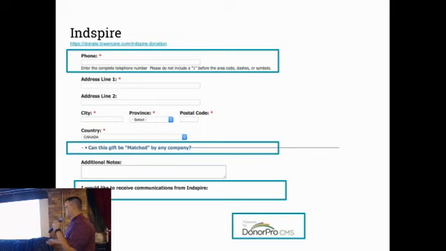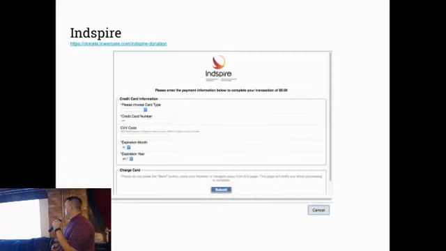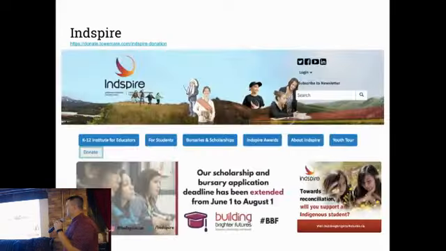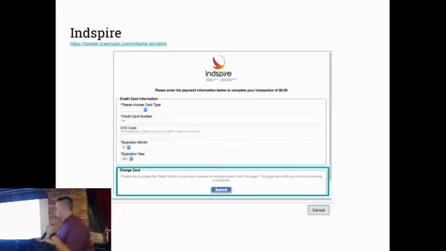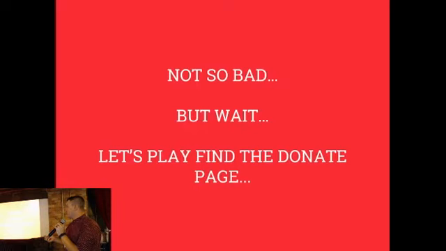And then same thing, the whole email opt-in castle, donor pro CMS, get them off. Then it's a really short confirmation page, which isn't that bad. It's a little weird charge card language. But here was the big problem with Inspire. Let's play a little game called Find the Donate page.